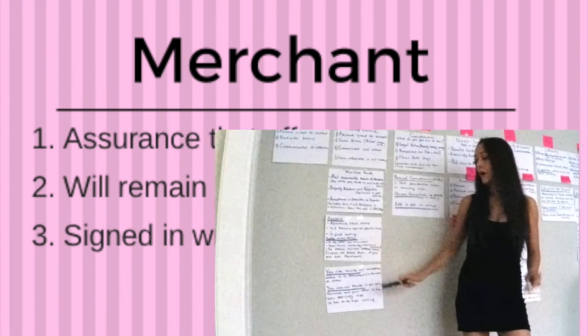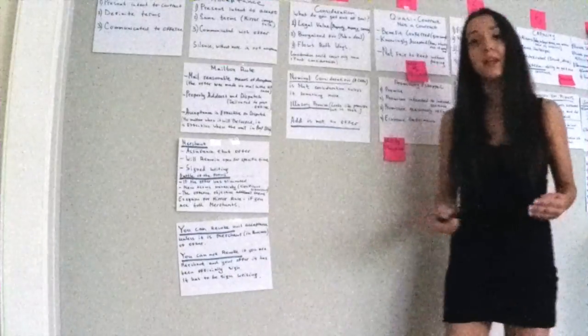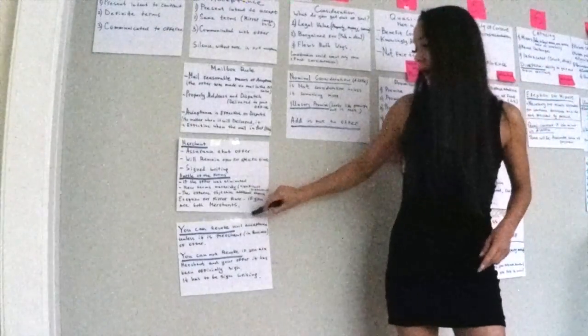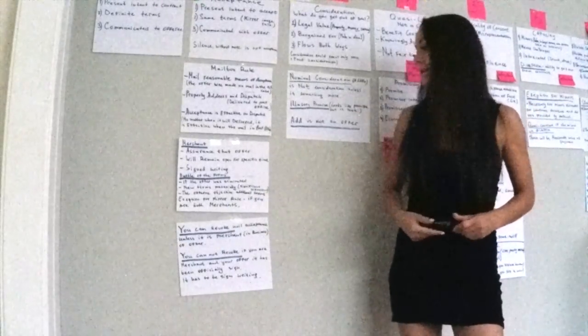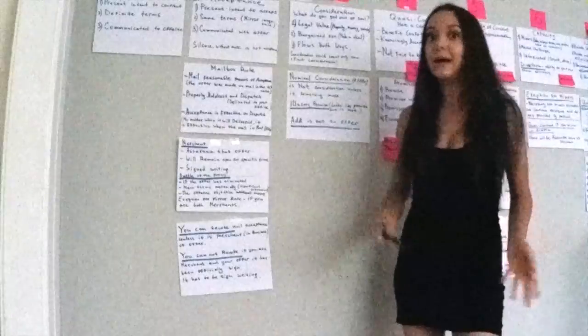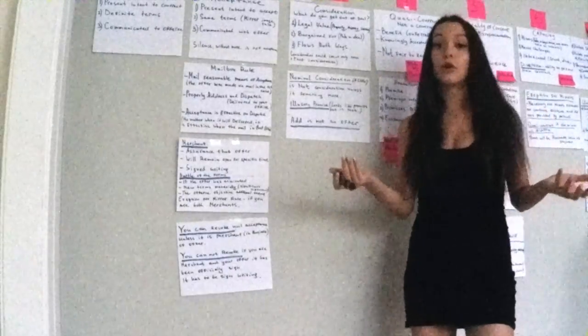There is also another thing which is called battle of the forms. Battle of the forms: if the offer was eliminated, or new terms with materially significant difference, or the offeree objected to additional terms, if one of these elements is met, that means that the contract could not be formed. Exception for the mirror rule: if you are both merchants, that means that the mirror rule will not apply to you, because if you are both merchants, you could actually change the contract with additional terms.